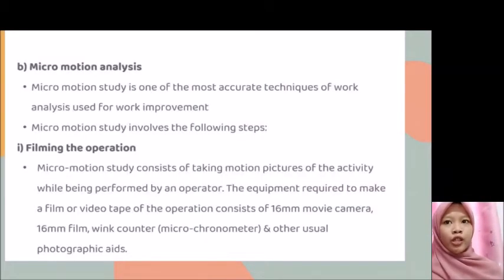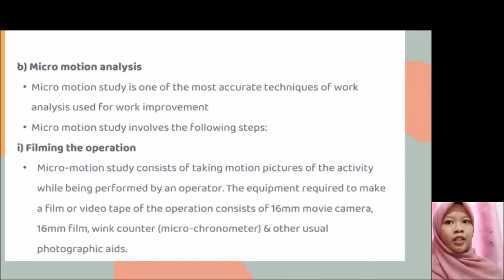Second is micromotion analysis. Micromotion study is one of the most accurate techniques of work analysis used for work improvement. It makes use of motion pictures of the different activities or movements. With the help of a camera, very small times, up to 0.0005 minutes, can be measured and recorded by this system.